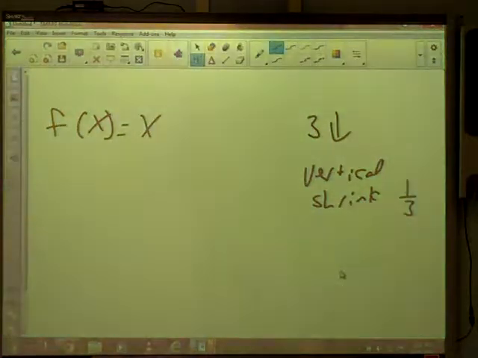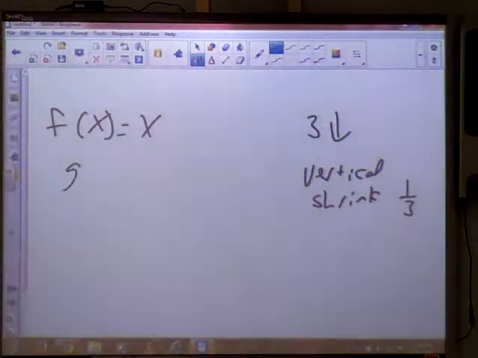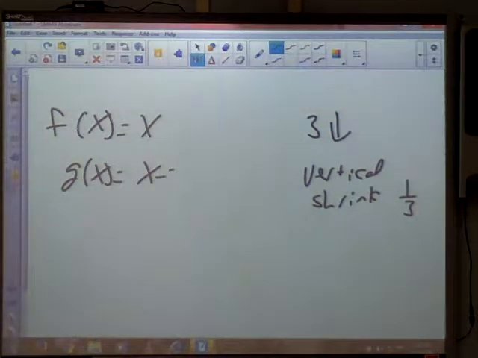Three units down, vertical shrink of 1/3. Got to go in the order they gave it to us, so we got to do the 3 units down first. What's 3 units down going to look like on that? Good, it's just going to be x minus 3. So you got g of x is x minus 3.